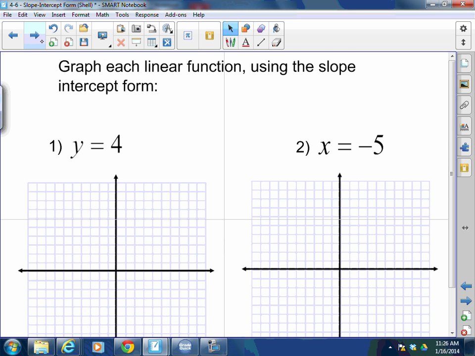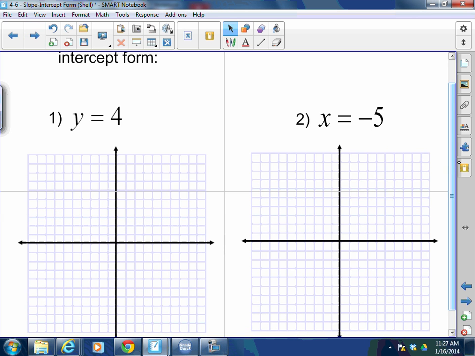Okay. Ooh, wait a second. What the heck is this, Mr. Moore? What are you doing to us? Y equals 4. We've gone over this already. What's the slope of a line like that? 0. What kind of a line is that? A horizontal or a vertical? Y equals, guys, horizontal. So I go 1, 2, 3, 4.